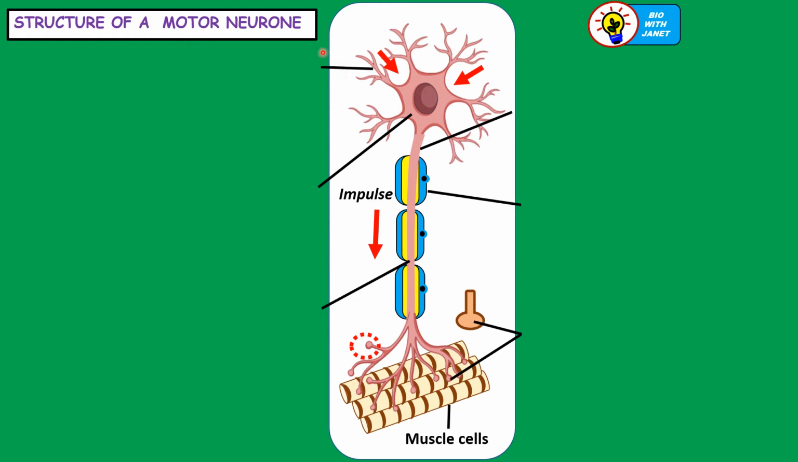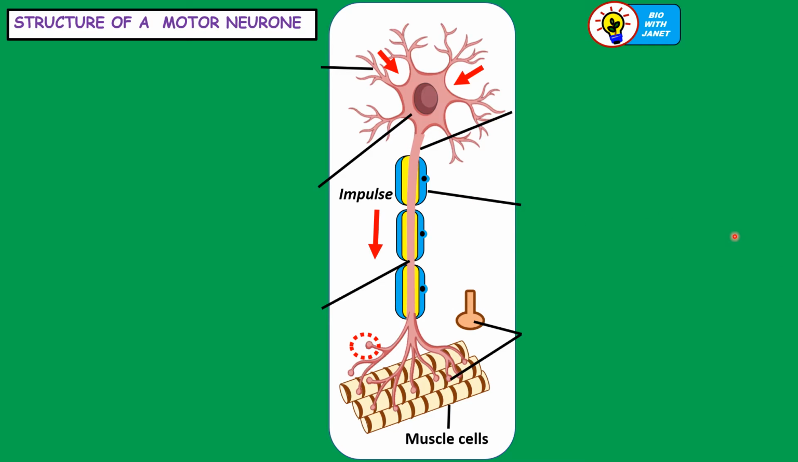So firstly, we're going to talk about the structure of a neuron. And we'll take the example of a motor neuron, which is a type of neuron that transmits nerve impulses from the central nervous system, such as the brain or spinal cord, to the effectors. So let's look at the parts of a motor neuron.